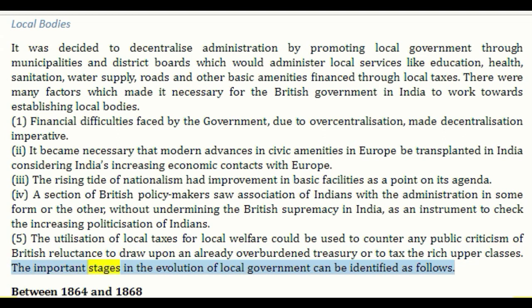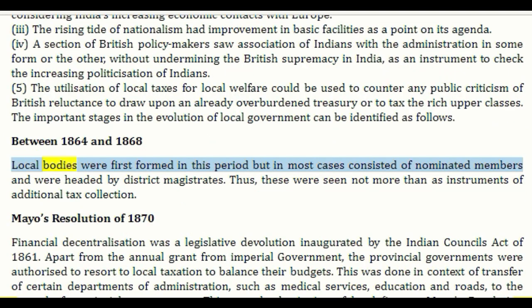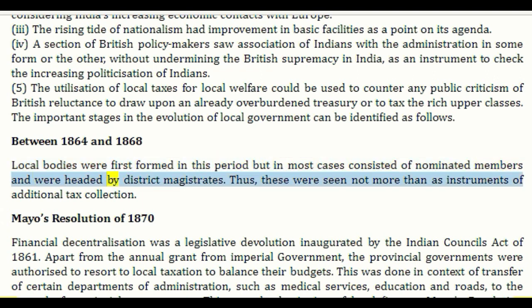The important stages in the evolution of local government can be identified as follows. Between 1864 and 1868, local bodies were first formed in this period but in most cases consisted of nominated members and were headed by district magistrates. Thus, these were seen as not more than instruments of additional tax collection.